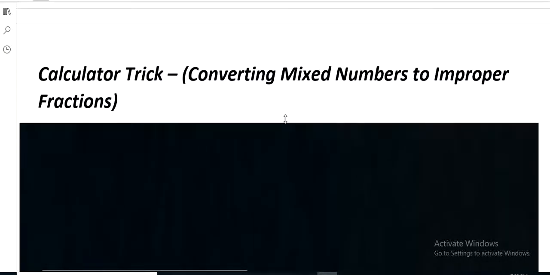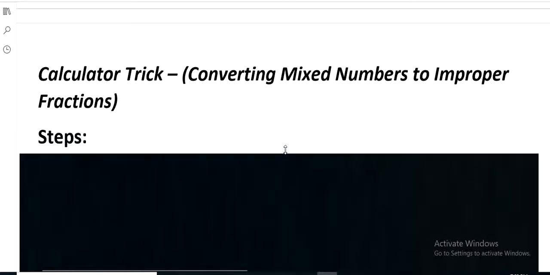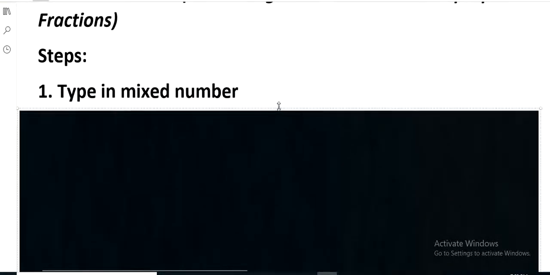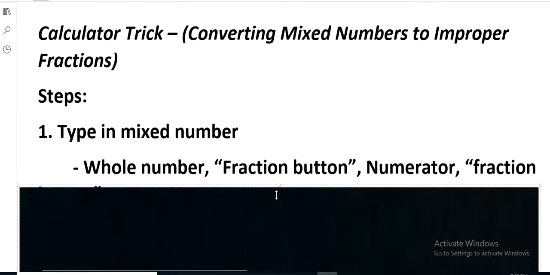Okay. If we keep going, I'm going to show you a cool trick. Well, I'll show you in person, but I will give you the directions to a cool calculator trick. Here they are. Now this is when you're trying to convert a mixed number to an improper fraction. First thing you have to do is know how to type in a mixed number into the calculator. To type in a mixed number, you're going to type the whole number first, press the fraction button. Fraction button looks like this.